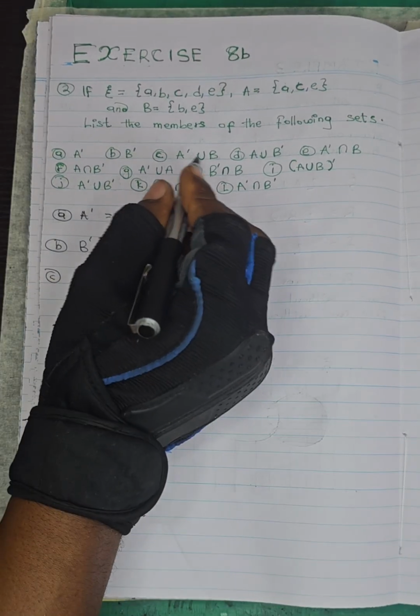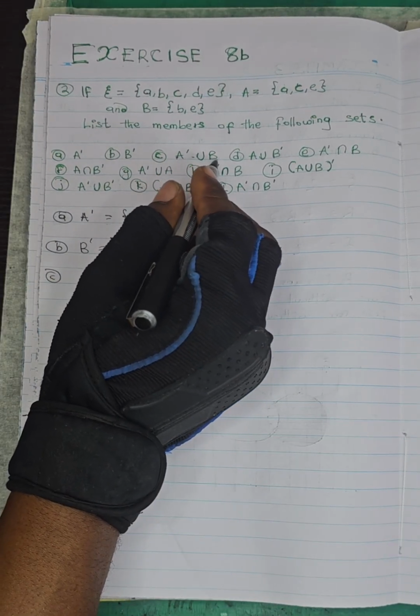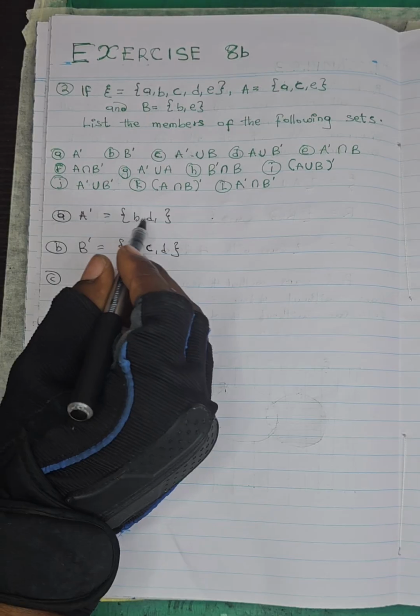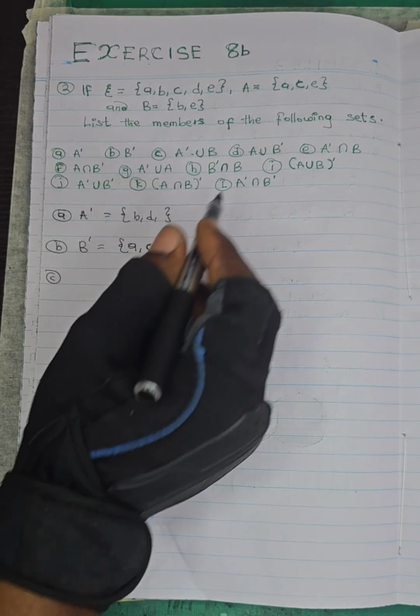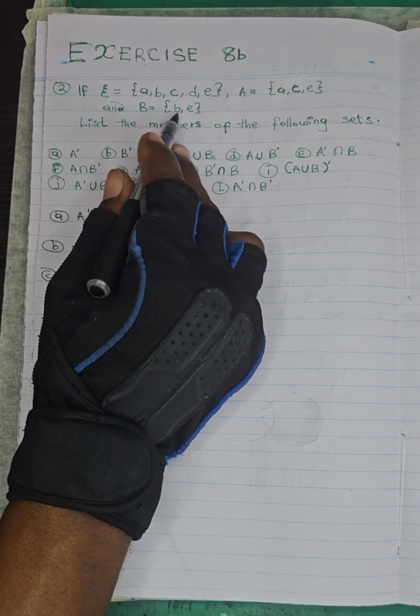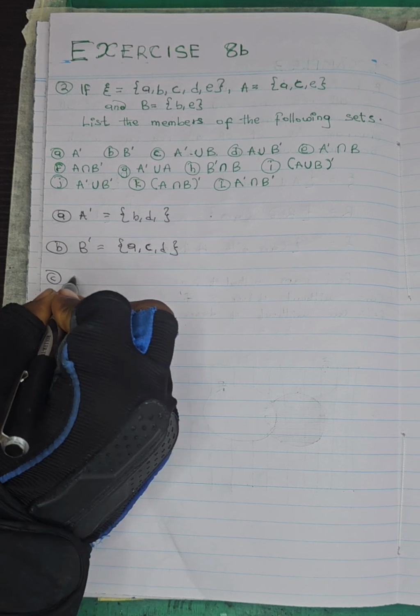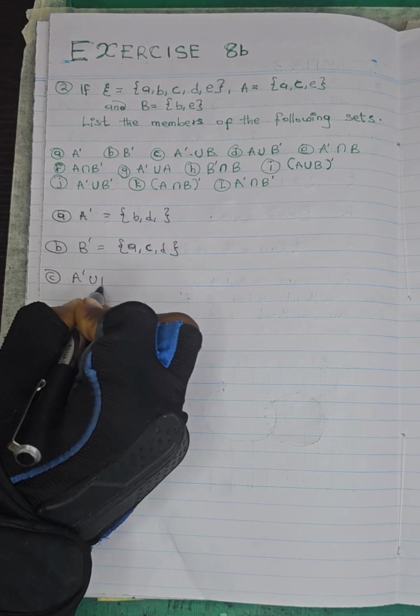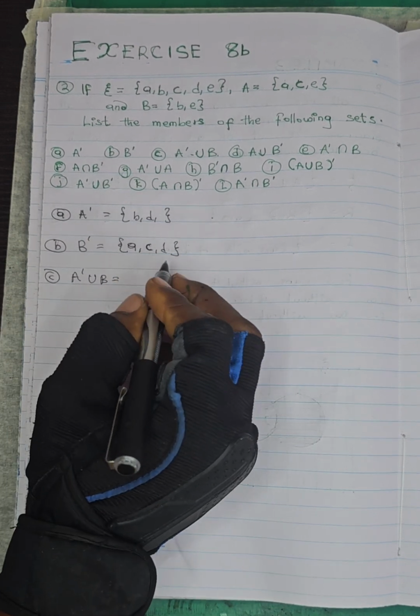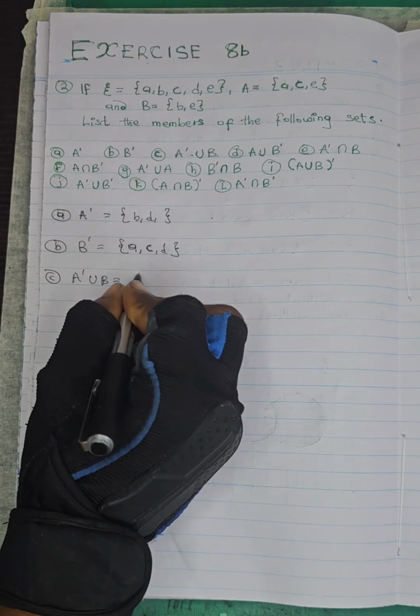Go to number C. A complement union B. This is our A complement already here. So union B. This is our B. So A complement union B. So union is both of them without repetition.